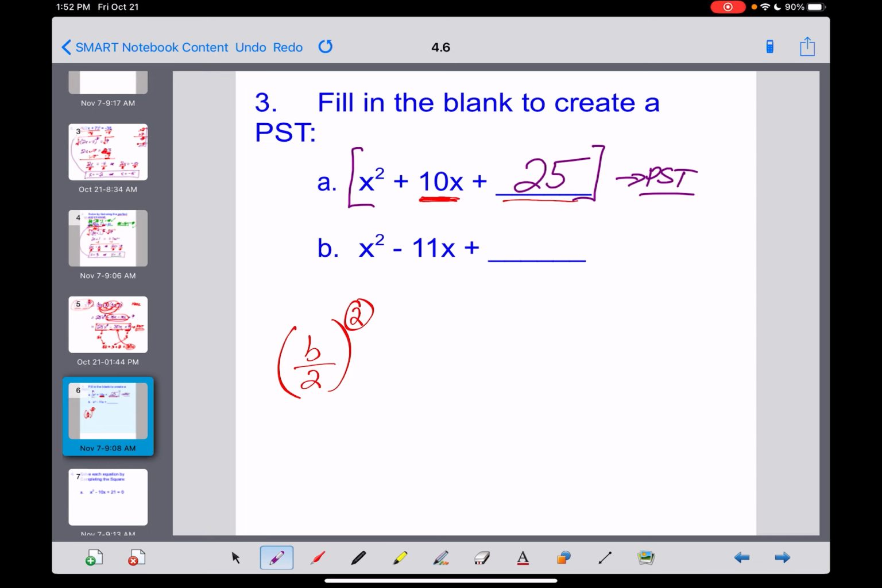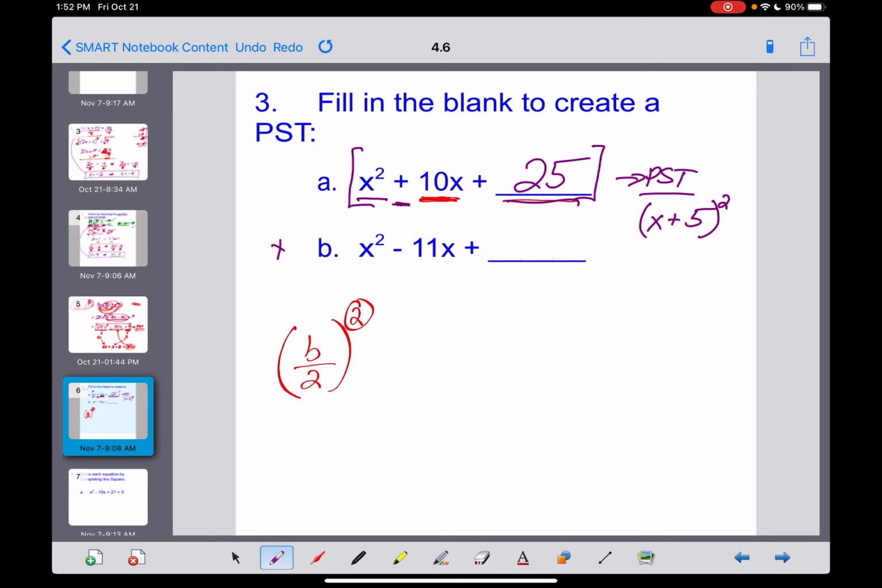And they might ask you then to factor it. So here we go. The square root of x squared is x. The square root of 25 is 5. Whatever that sign is right there is the sign you use: (x + 5), and that quantity gets squared. So if they ask you to actually factor it, that's how you would do it.